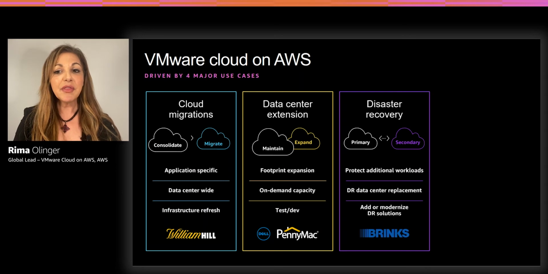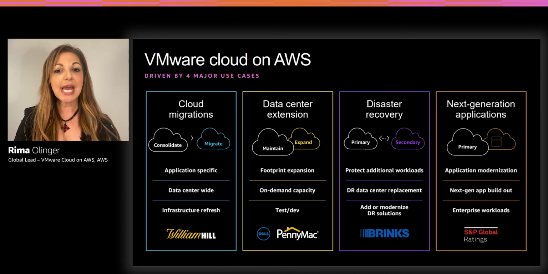And finally, the fourth use case relates to utilizing native AWS services to modernize applications. For instance, transforming database capabilities using Amazon RDS or incorporating serverless computing or real-time analytics in applications. We've seen multiple companies, including William Hill, PennyMac, Brinks, and NSMP adopting VMware Cloud on AWS for these use cases.